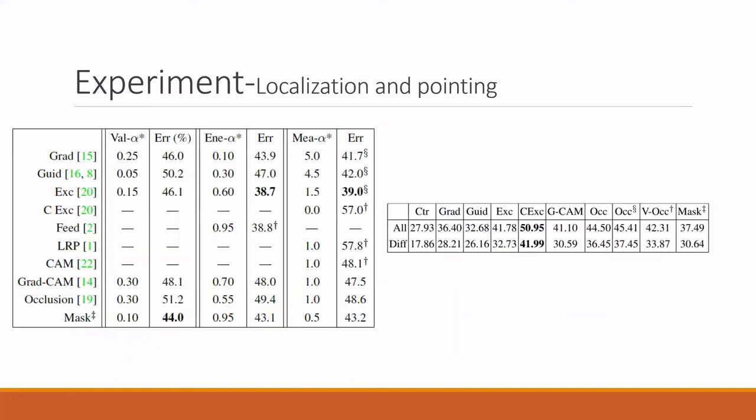The last experiment is not like the previous experiments, where they show they are the state of the art. Here, because their target is not to find the most accurate localization and pointing, we can see they cannot beat other methods. In this metric, contrastive excitation backprop is the best and beats the proposed method. So they just do this experiment, but not to say they are the best in this field.